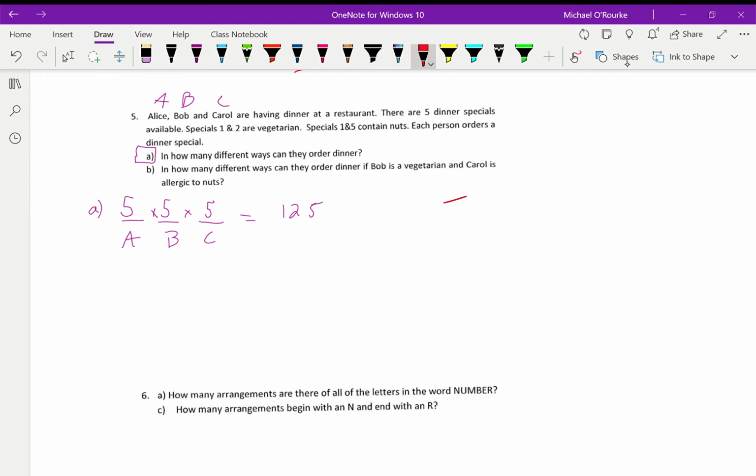So now we have a little thing different here. We still have Alice, Bob, and Carol. So they have some dietary restrictions. Bob is a vegetarian and Carol's allergic to nuts. So Alice still has five options. Bob is a vegetarian. There's only two vegetarian dishes on the platter. So Bob has two options. Carol is allergic to nuts. One and five contain nuts. So if one and five contain nuts, that's only two of them. So that means there's three that do not. Therefore, there could be 30 different ways they can order.